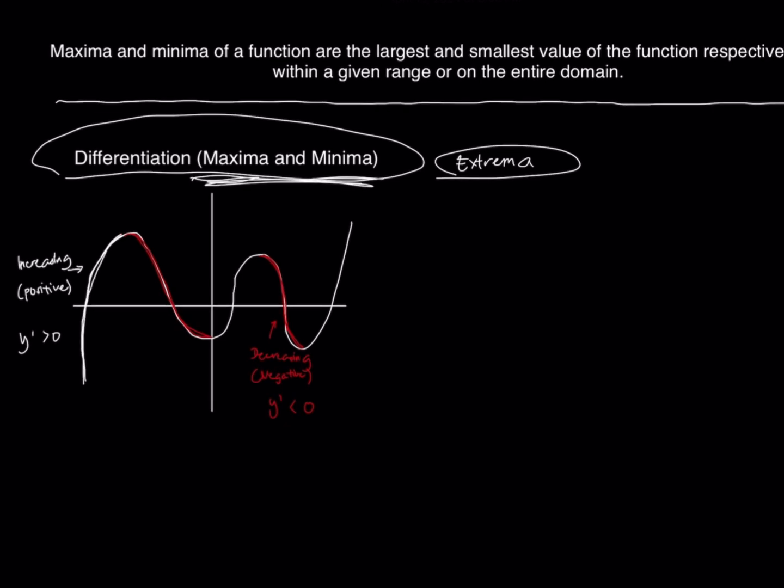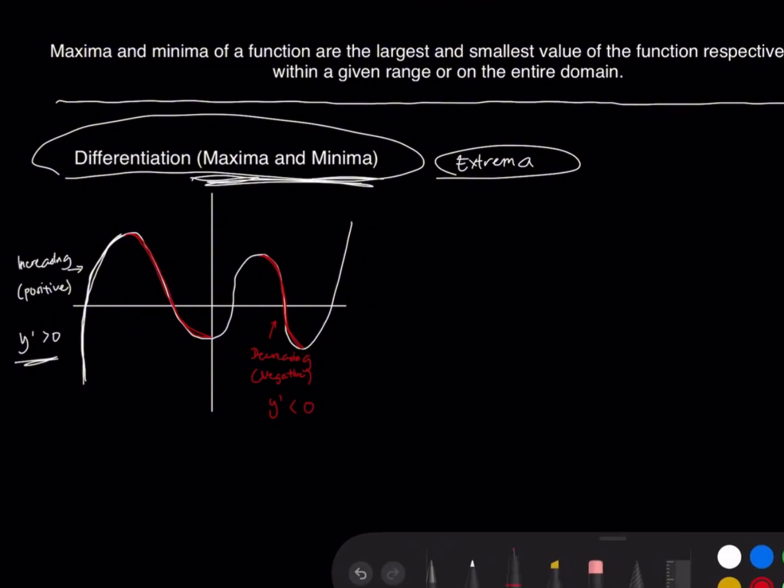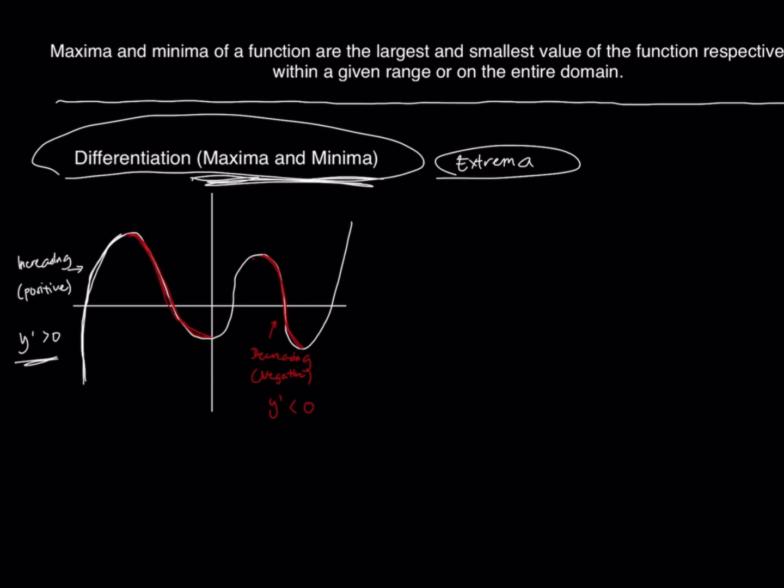If we look at here, you see that this white section is increasing, so that's why it has a positive gradient. So the derivative of y is greater than 0. And in here, we see that this red section is decreasing, so that's why it has a negative gradient. So the derivative of y is less than 0.